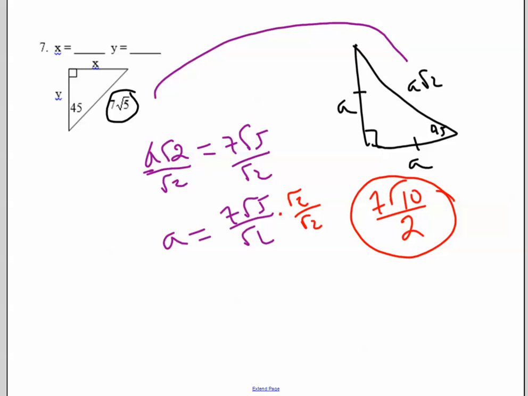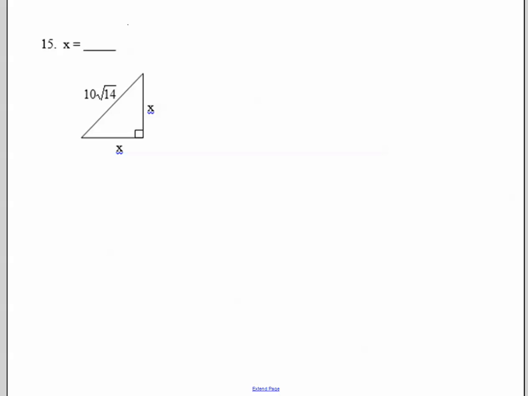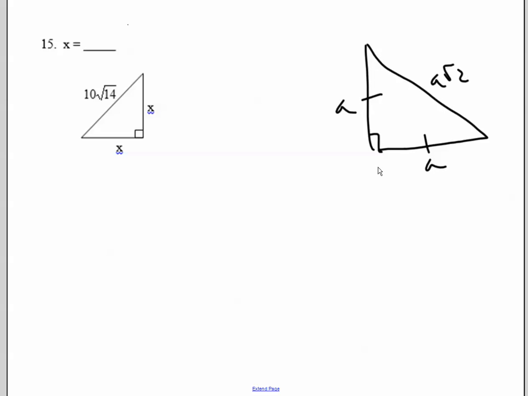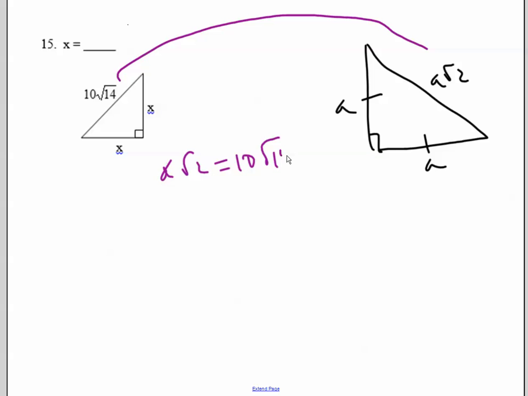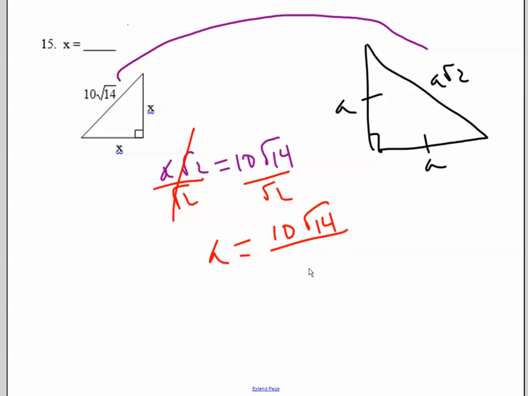Okay? Last example. Get in the habit of always drawing your definition until it becomes so second nature you don't even think about it. A, A, a radical 2. And I'm looking at this guy right here. It lines up with my a radical 2, so I'm going to set it equal to each other. A radical 2 is equal to 10 radical 14. I simply divide to get rid of my radical 2. Any number divided by itself is 1, so that cancels out. So I have a is equal to 10 radical 14 over radical 2.